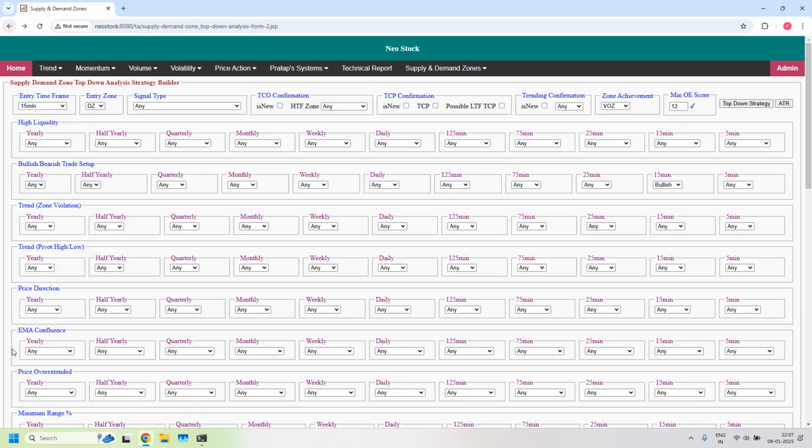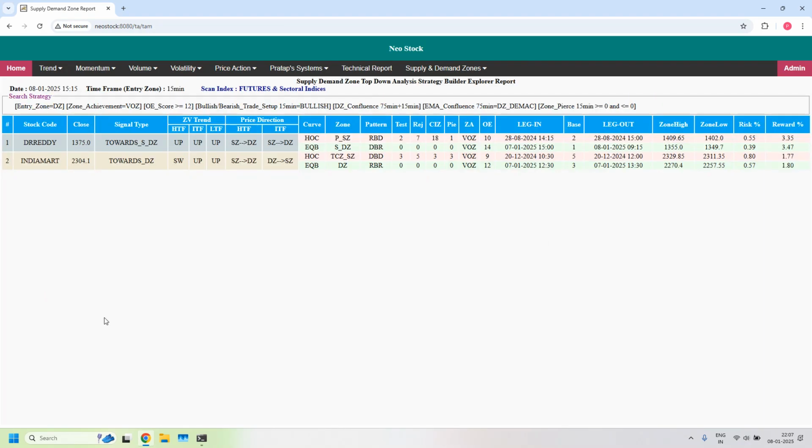Let's verify EMA confluence at 75 minutes time frame. That is, the 75 minutes demand zone having a daily EMA confluence filter is enabled, because the 15 minutes demand zone is part of the 75 minutes demand zone. Let's verify. We got 2 stocks. So these 2 are even more high probability trade setups, 15 minutes demand zones.